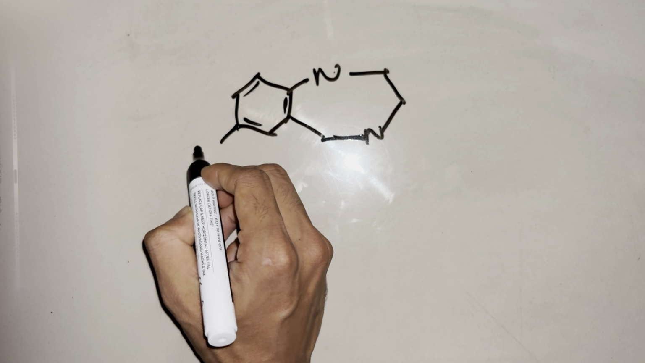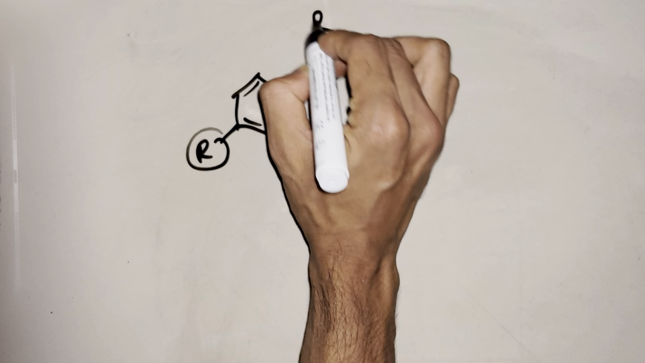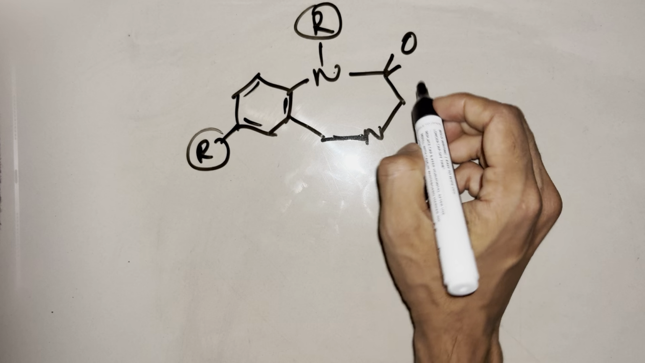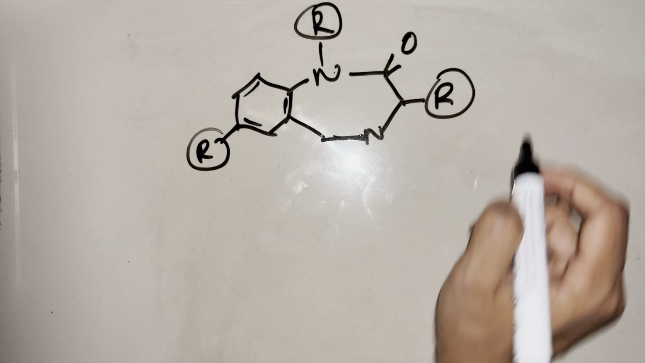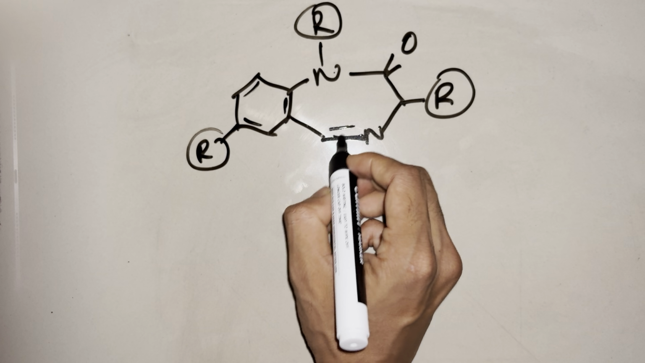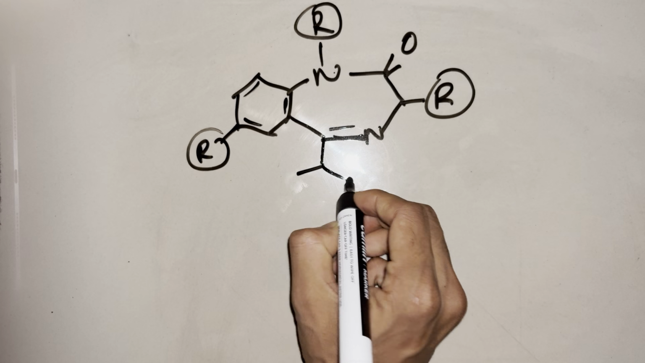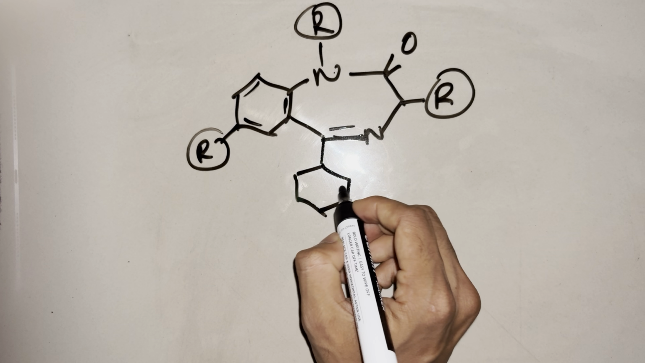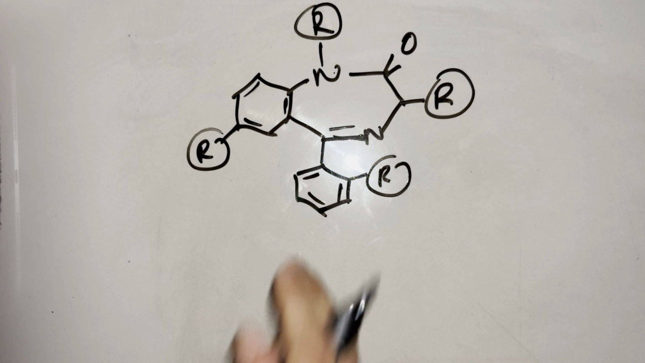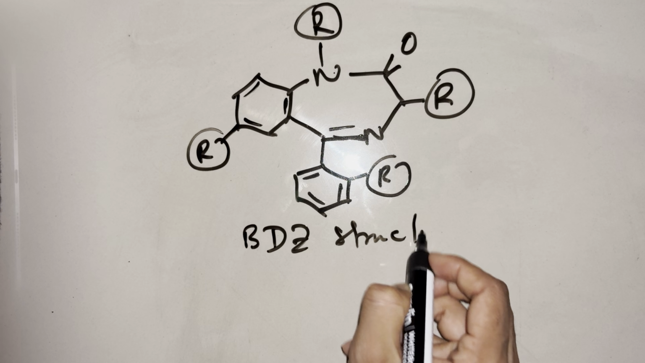In the benzene ring, here you will see one R group present. Here on this nitrogen you will see another R group present. Here you will see one carboxyl group or carbonyl group. Here you will see another R group. On this nitrogen it will be totally free, but here you will see one double bond. Along with that you will see another benzene ring here. This is the substituent. Along with that you will see another R group here. Okay, so this is the main benzodiazepine structure, the BDZ structure.